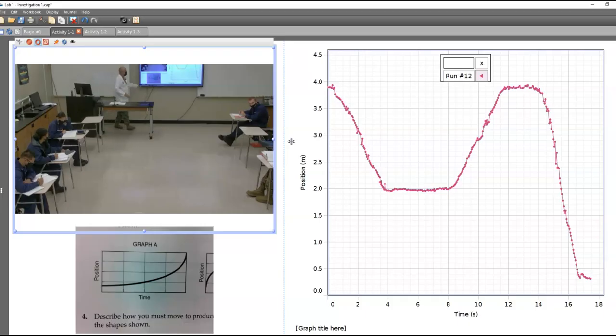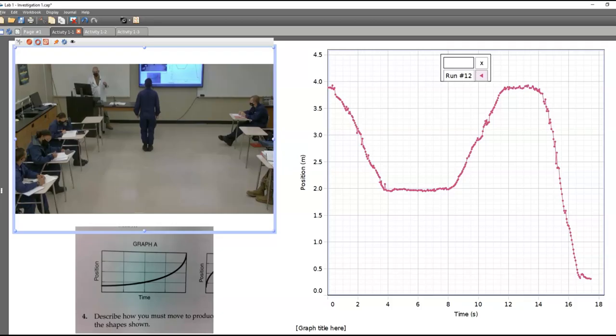So, quick question. How would you move to match this graph A? To match that graph, I would move backwards at an increasing speed and then go very fast again. Okay, so where are you going to start at? Come on down then. Let's see how the graph looks.